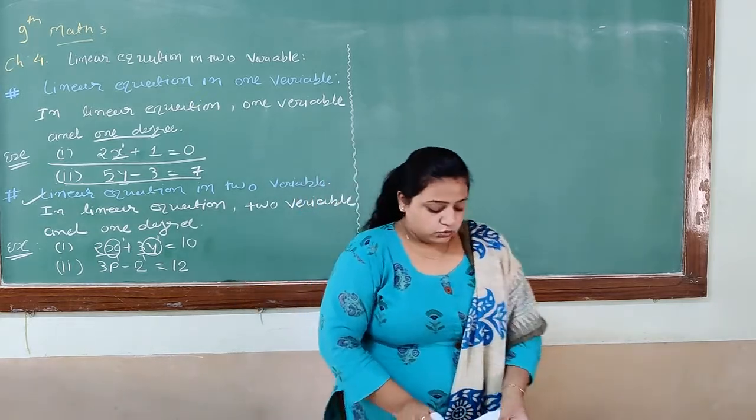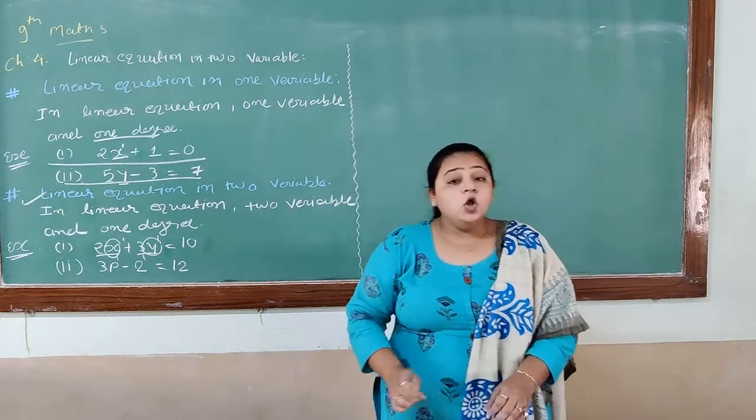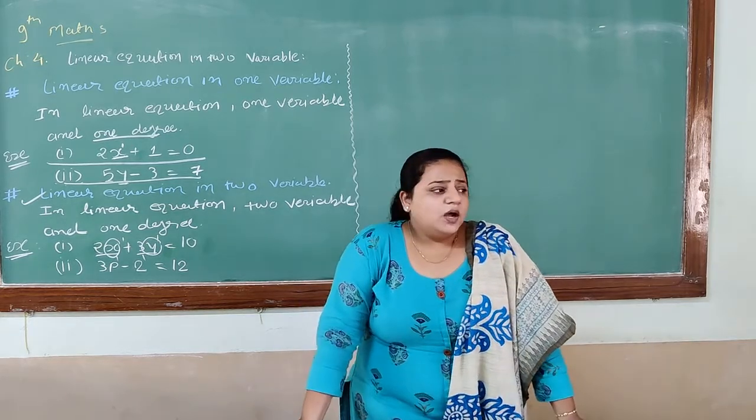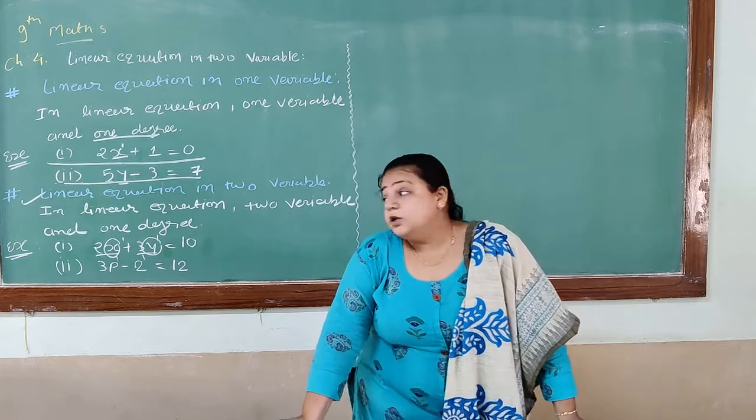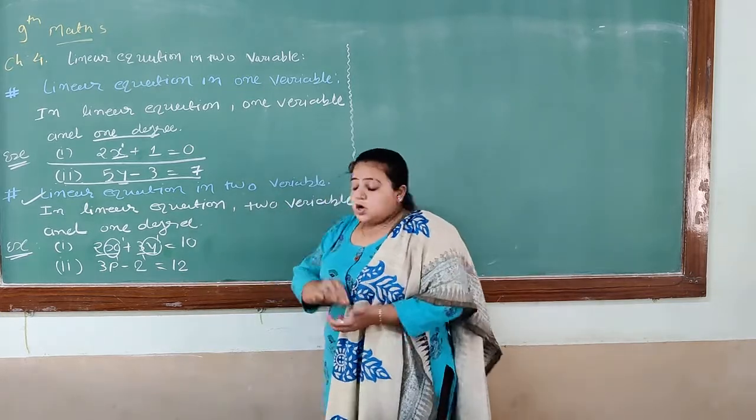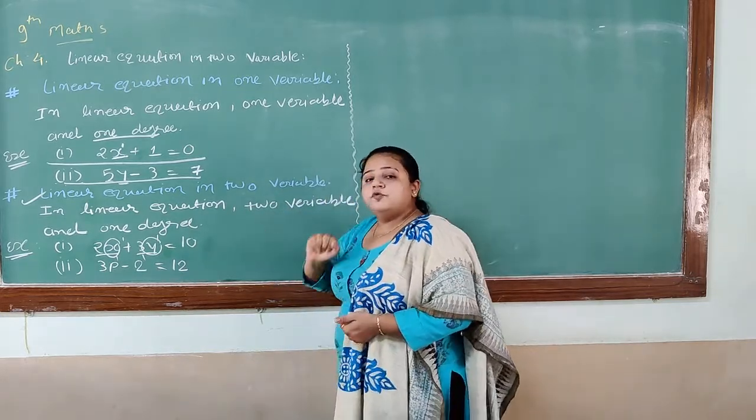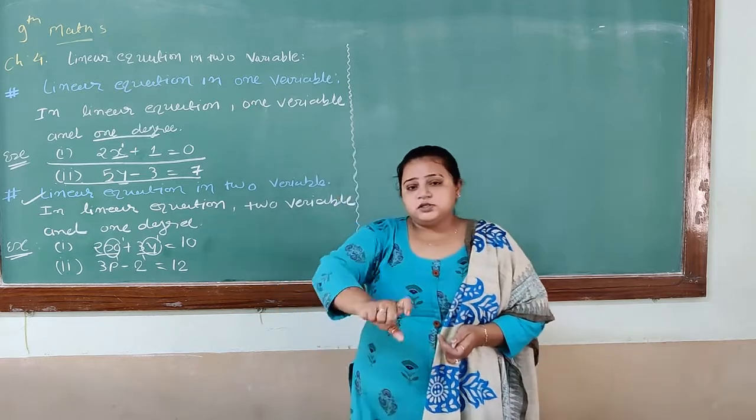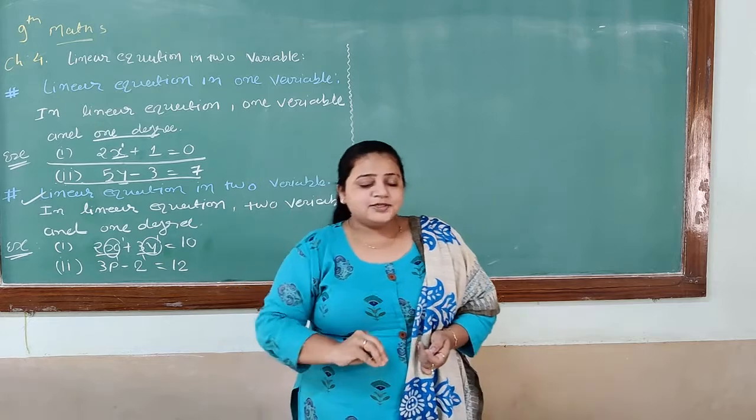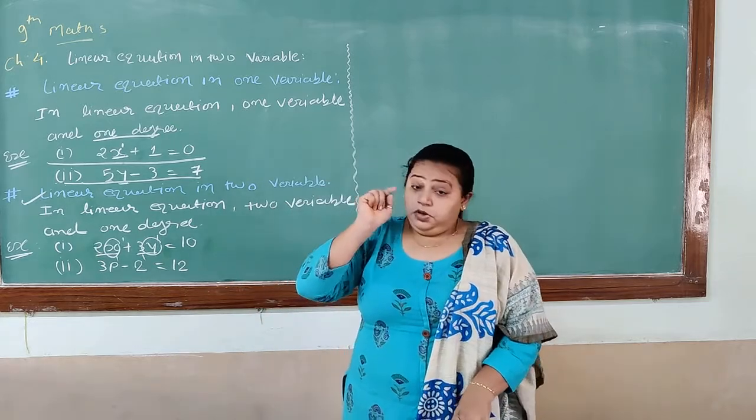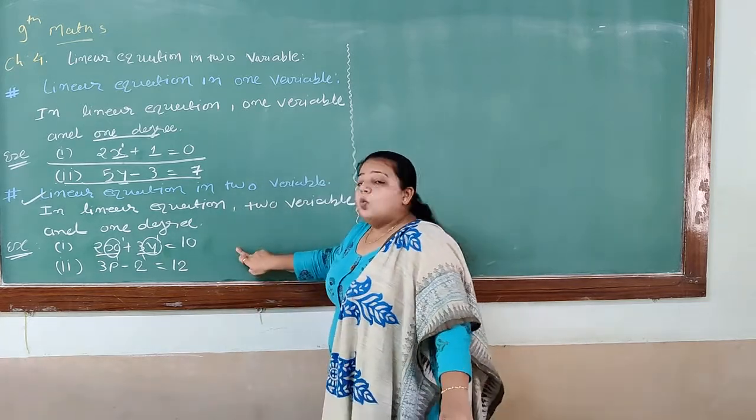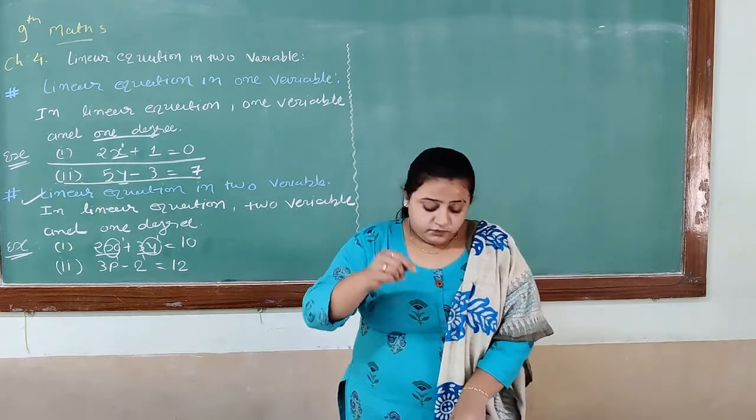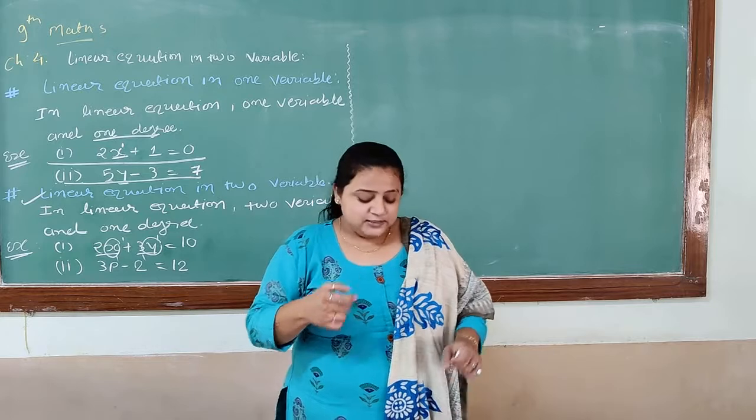Now from your textbook, let us see one more example on page number 67. They are asking to form a linear equation by yourself. According to the question, you have to form a linear equation. You already did this kind of question in standard 8, right? But let us do it with one variable and two variables also.